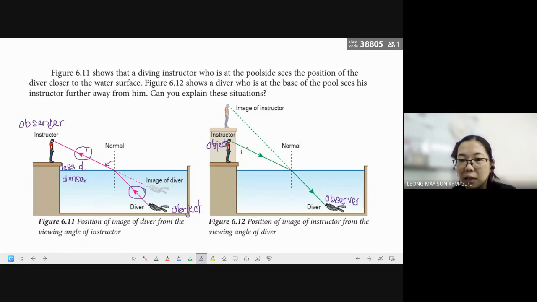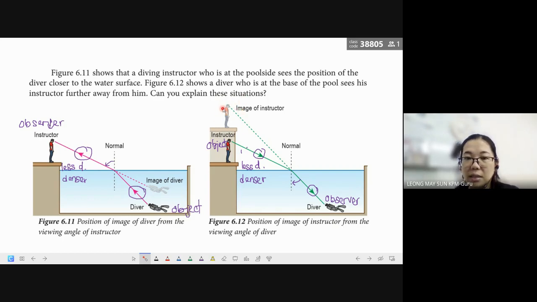So the light ray is moving from the object towards the observer. The light is moving from a less dense to a denser region. When it's moving from a less dense to a denser region, it will move closer towards the normal line. It will refract towards the normal line. So when it refracts towards the normal line, from the eye of the observer, they think that they are looking in a straight line. So it looks like the instructor is at a higher position.